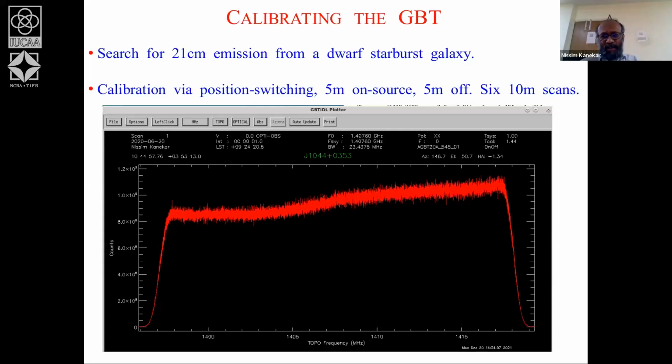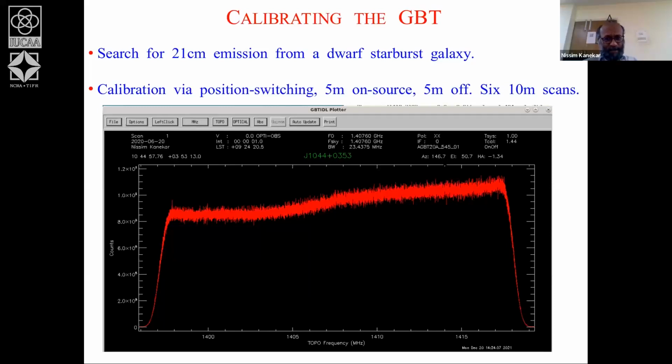The system temperature is written as 1 Kelvin on the top. And this is one polarization only, and of course, we observe with 2 polarizations. This had a frequency of 1407.6 megahertz, 1.407 gigahertz. The bandwidth was about 23.4 megahertz for these observations. And it says over here, this is non-off observing run.